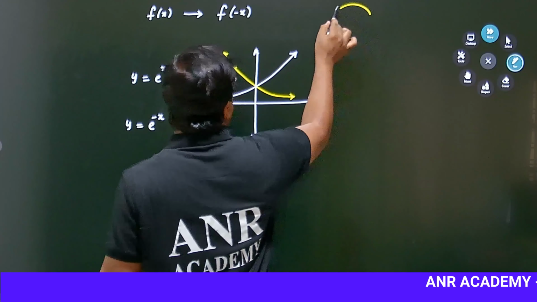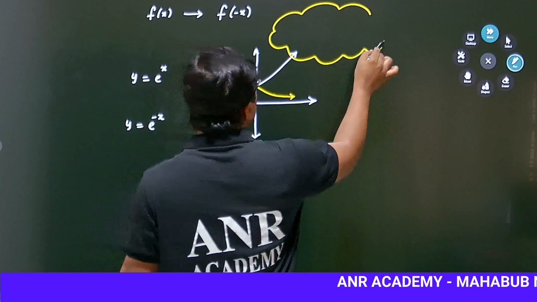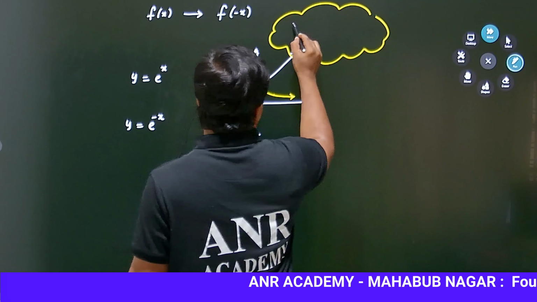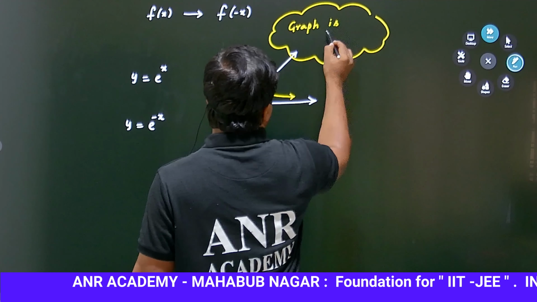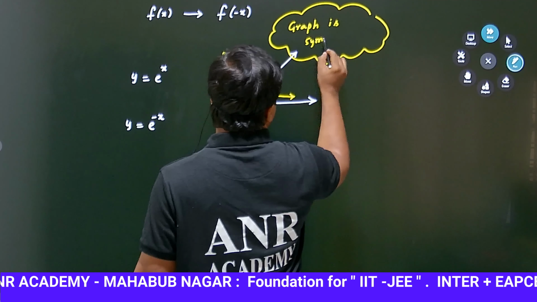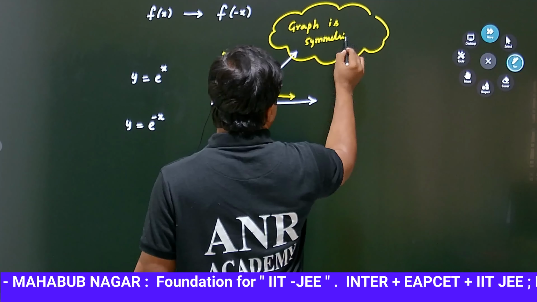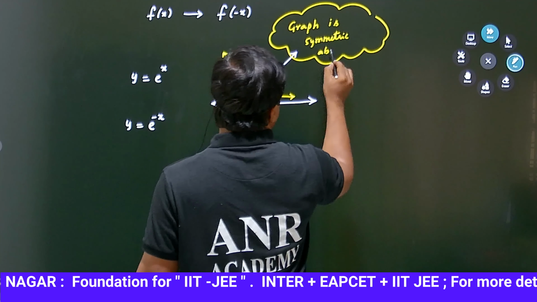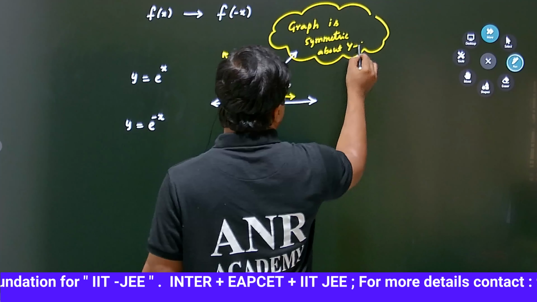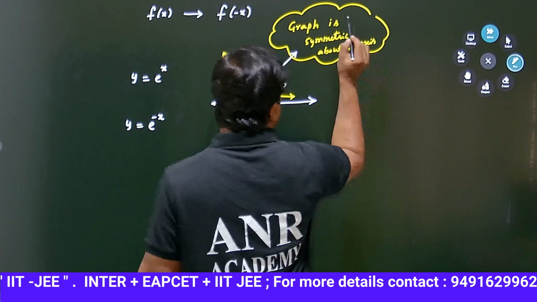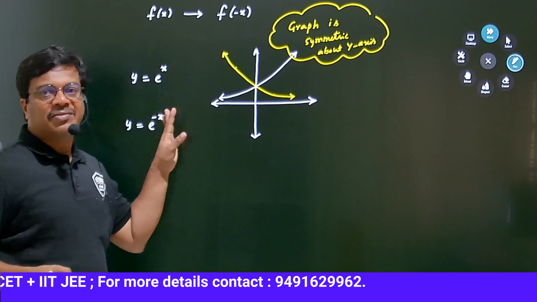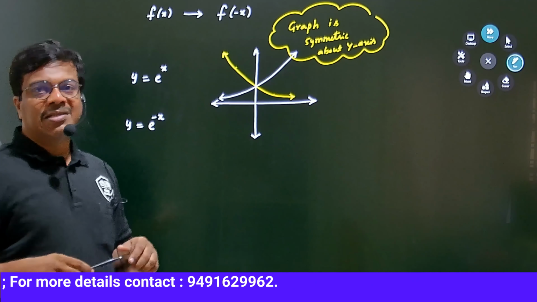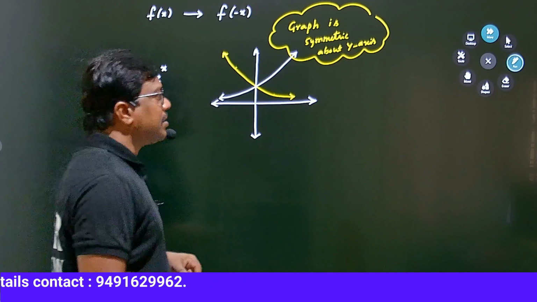You have to remember this. Clearly the graph is symmetric about the y-axis. So using this condition, you can transform the graphs of f of minus x. Let us discuss with different examples.